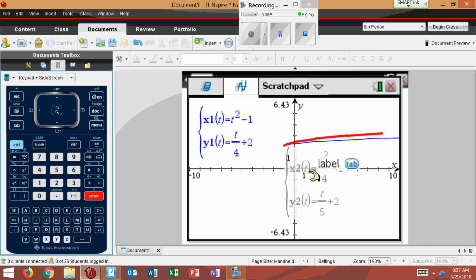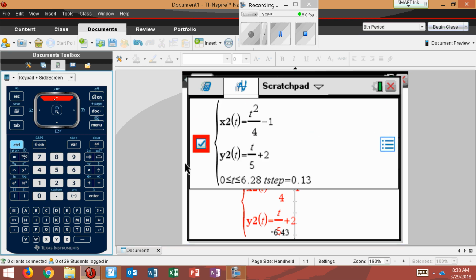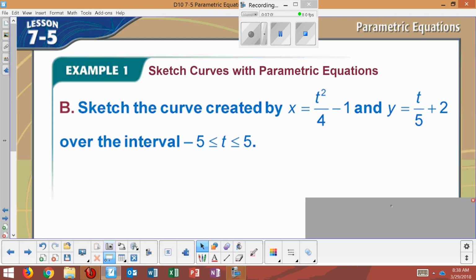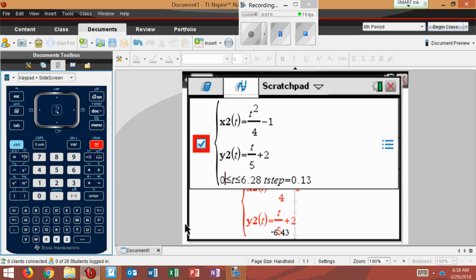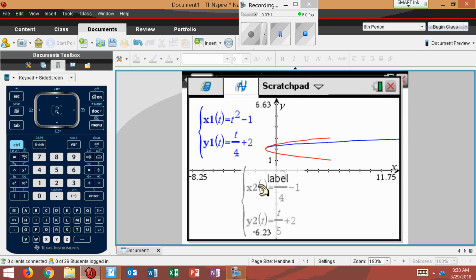And so here's my other graph. Oh, and I forgot to change the time. Let's go back and look at the time that it automatically does from 0 to 2 pi. That 6.28 is 2 pi. That's the automatic standard settings, but they want it from -5 to 5. So we need to change that. So put -5, +5 seconds. So here's our parabola this time.